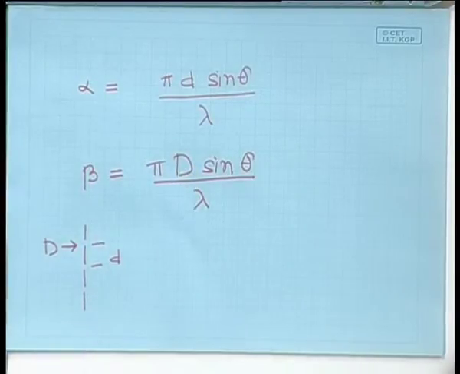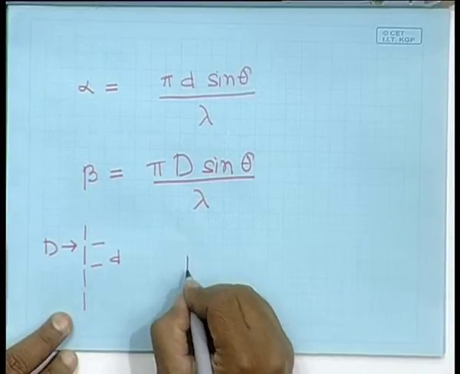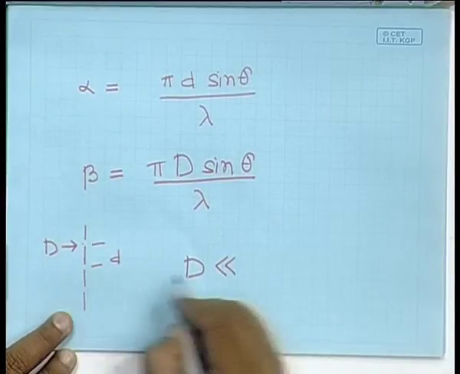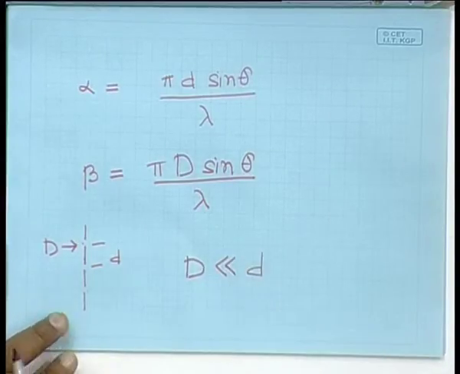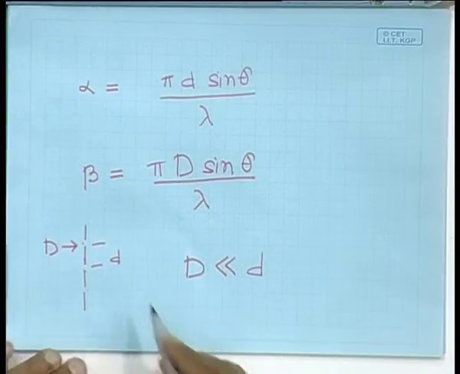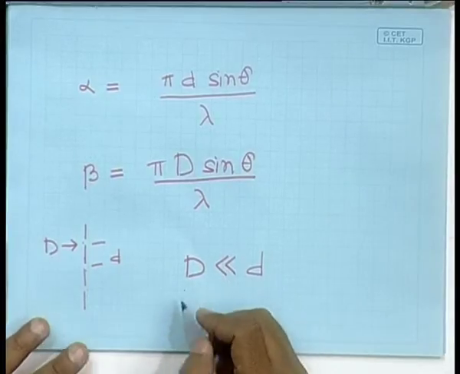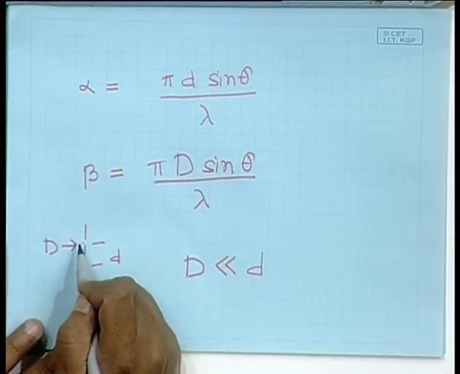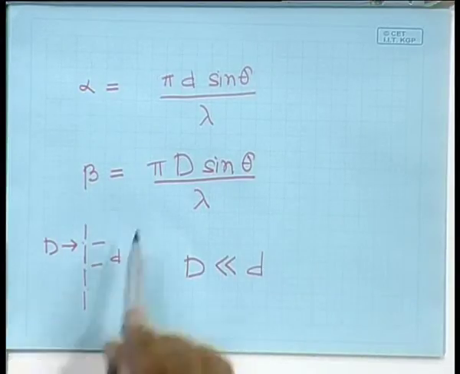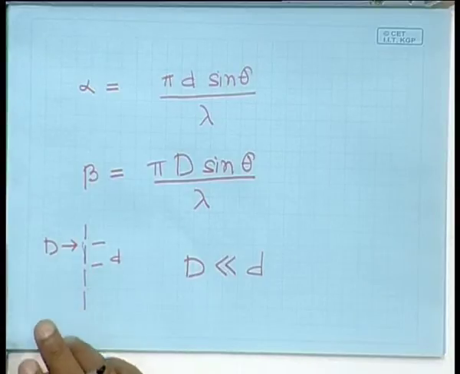So, the next question is, what does this intensity pattern look like? We will consider a situation where capital D, the width of each slit, is much smaller than the spacing between the slits. This is the situation that usually occurs in a diffraction grating. So, each slit width is smaller than the spacing between two consecutive slits.